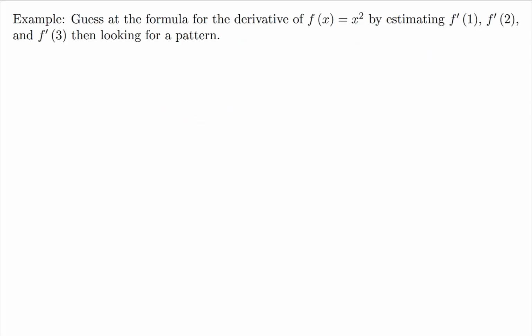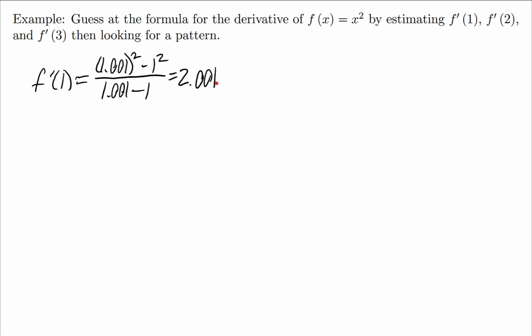For our last example, let's see if we can guess at the formula for the derivative of a function just as the formula itself. And let's do that by taking a few estimates. Remember, when you do estimates, it's going from that number to that number with an increment on it of 0.001. So for f prime of 1, I'm just going to be going from 1 to 1.001 and plugging that into the square function. If I do that, I get 2.001.